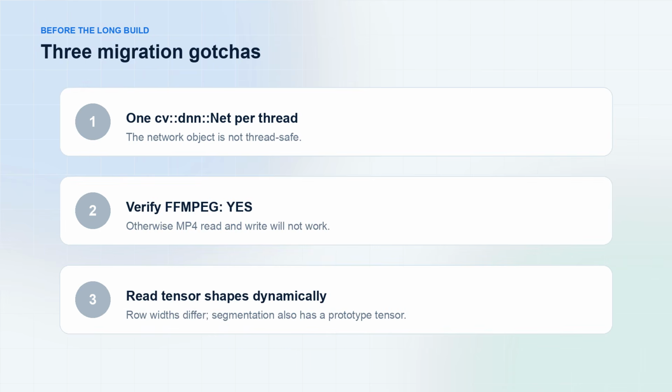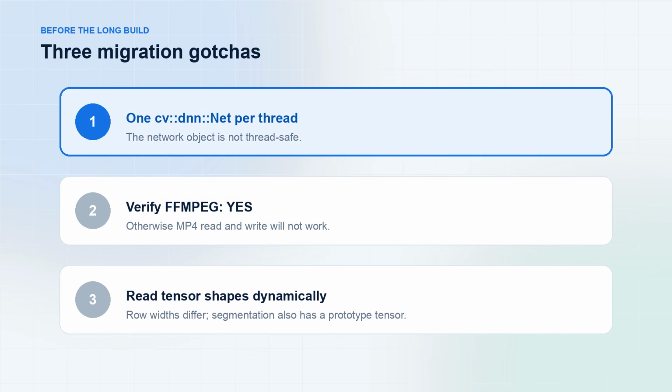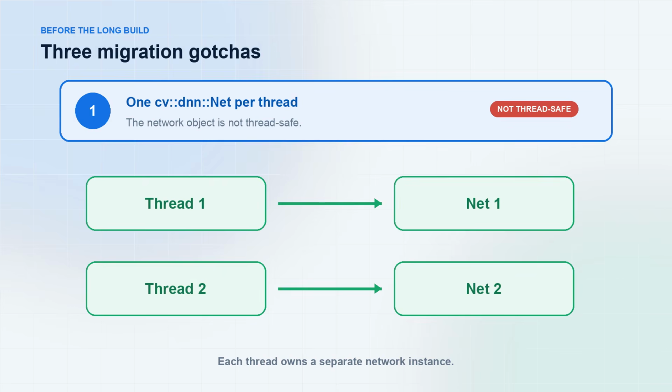Before you start building and compiling your own solutions, keep these 3 essential migration gotchas in mind. First, remember that OpenCV's neural network class, cv.dnn.net, is not thread-safe. If you plan to run inference across multiple threads to speed things up for batch processing, you absolutely must give each thread its own separate instance of the network.